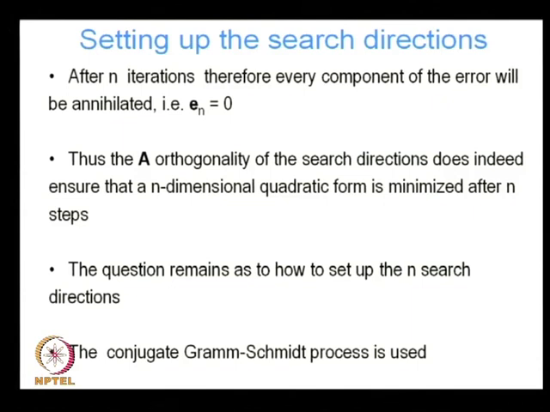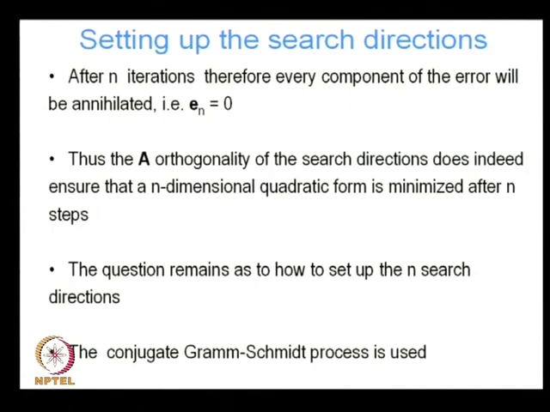Thus, the A orthogonality of the search directions does indeed ensure that the n dimensional quadratic form is minimized after n steps. After all, this is the only condition that we have used, that the search directions are A orthogonal to each other. A orthogonality of the search directions ensures that the n dimensional quadratic form is minimized after n steps. The question which we have not answered till now is, what are my directions?